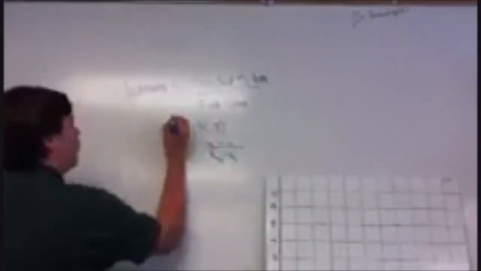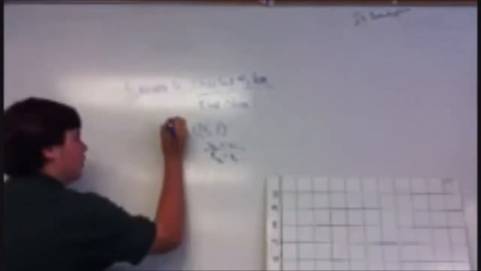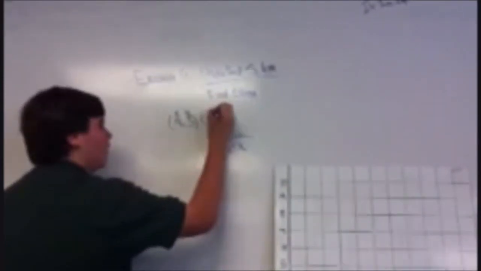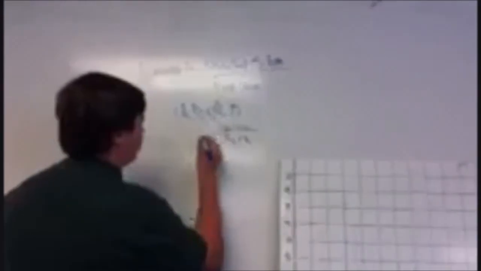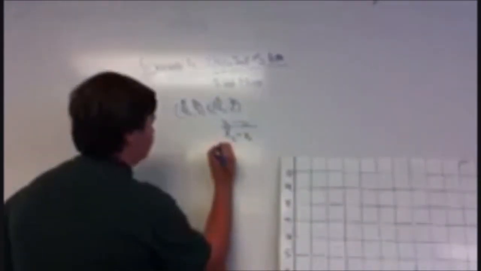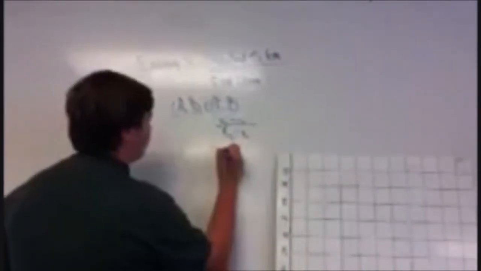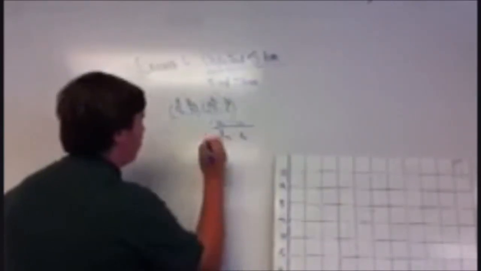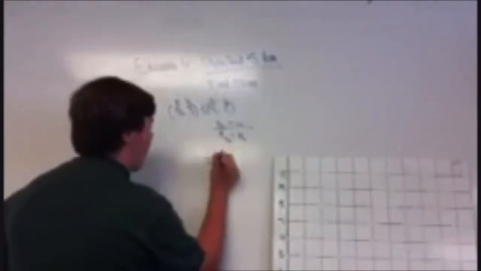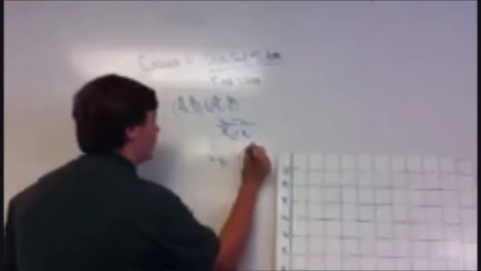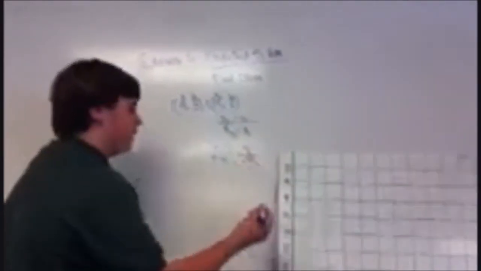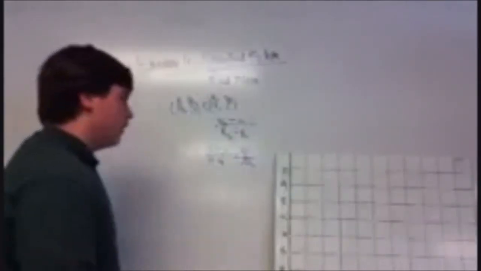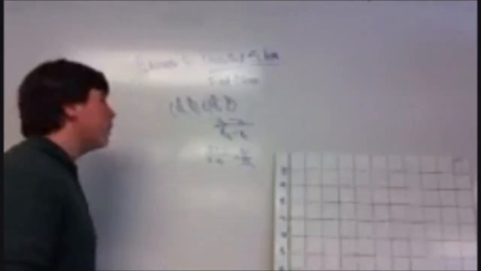And then again, the first ordered pair is x1 and y1, and x2 and y2. Good. So put these numbers into the equation, so 2 minus 3 all over 4 minus 4. It's going to equal negative 1 over 0. And this is undefined because anything divided by 0 is undefined because you can't divide something by 0.